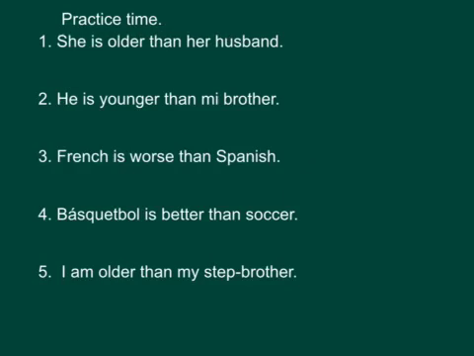Okay, it's practice time again. Using the words that you don't use más with. So go ahead and pause this, write these in English, and then write them in Spanish.